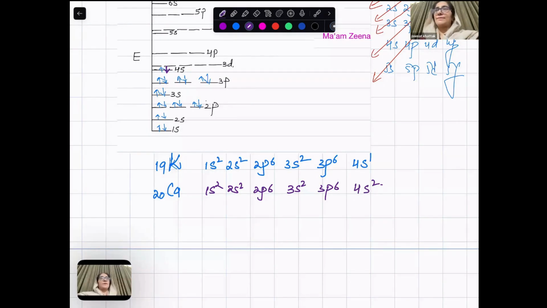Now scandium, 21. In scandium 21, what is the configuration? 1s2, and then counting 3, 4, 5, up to 20 and 21.